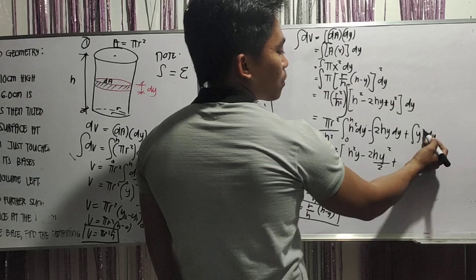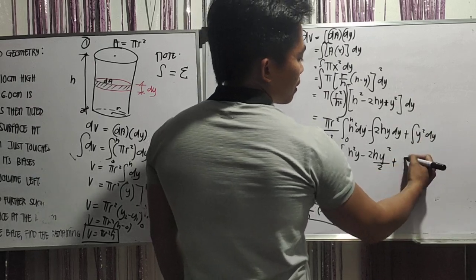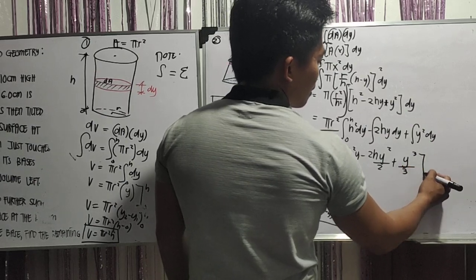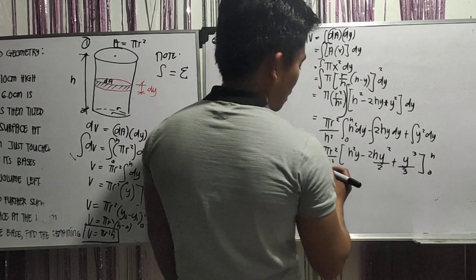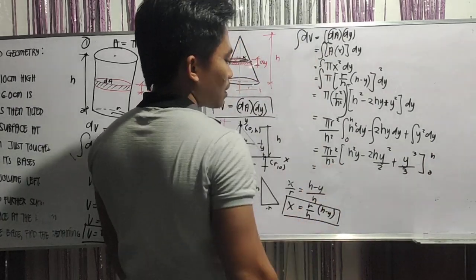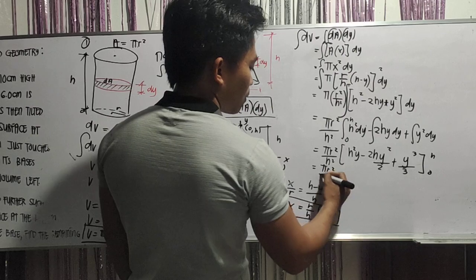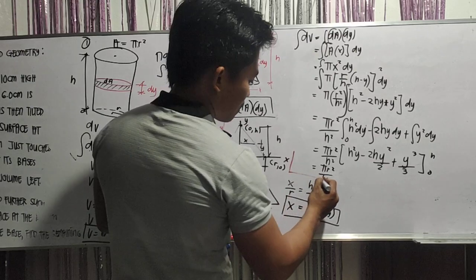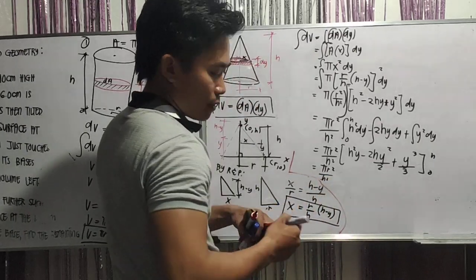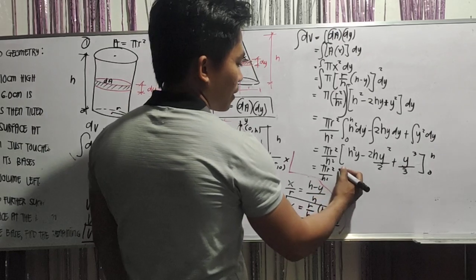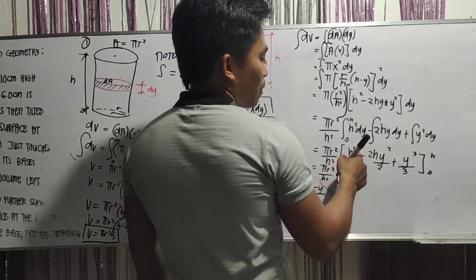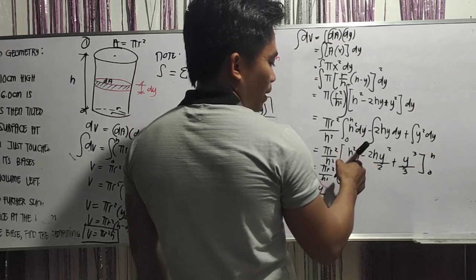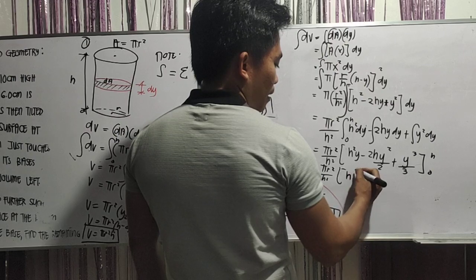Okay? Your n is 2. So, magpa-plus 1 ka. Okay? That is y raised to n plus 1. That is 3 over n plus 1. That is 3. The limit is from 0 to h. So, what is that? Pi r squared over h squared. Dito naman dito. Dito tayo. Okay. Pi r squared over h squared. H squared times y. Y actually is simply h minus 0. Okay? Or simply h. So in short, eto, h squared times h is simply h cubed.